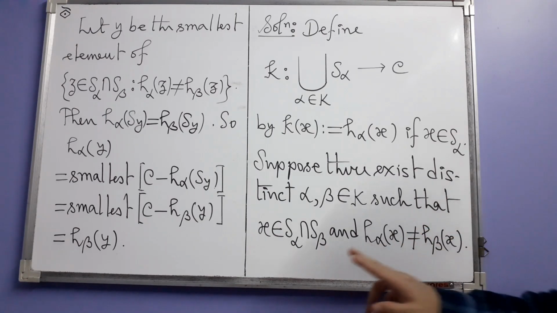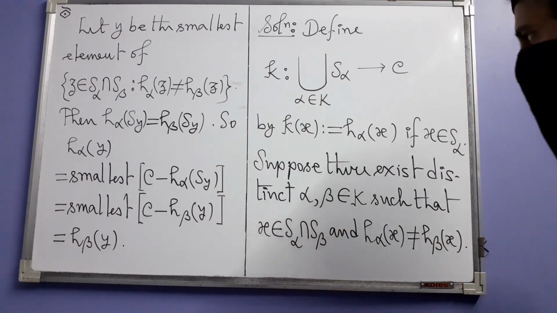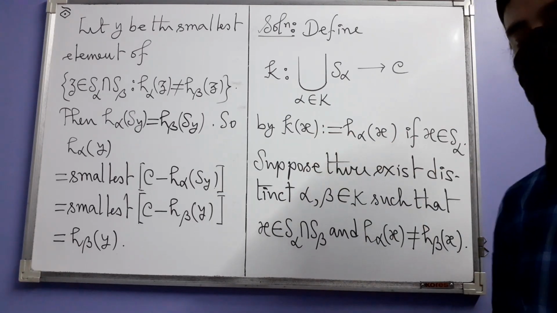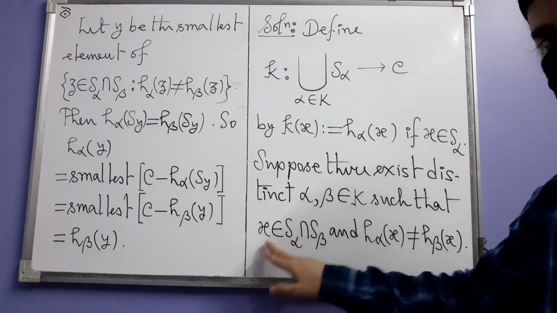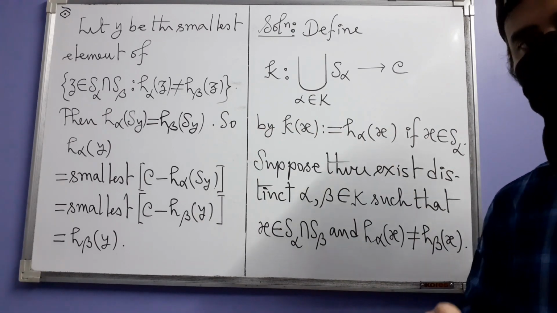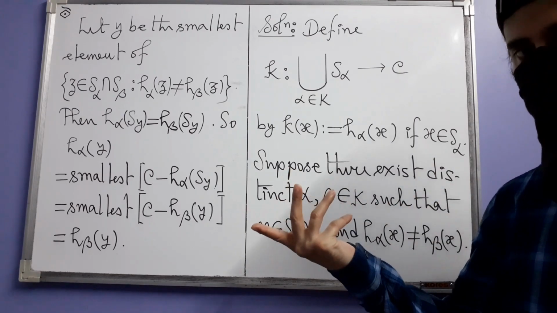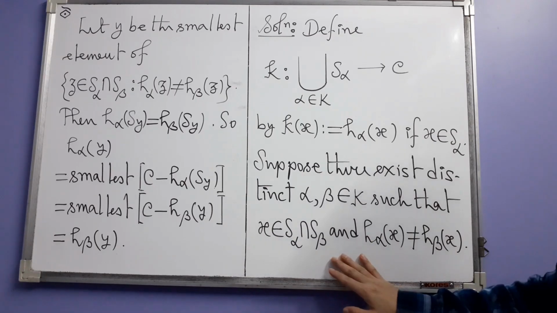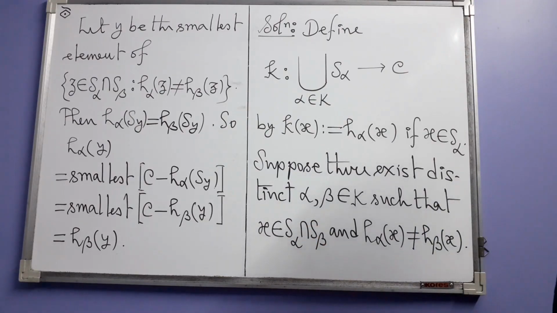So if someone sees that X belongs to S alpha and uses H alpha of X to calculate Kx, and someone else sees that X belongs to S beta and uses H beta of X to calculate Kx, then the two persons are getting two different values of Kx. So that's a problem. We should not have two outputs for a single input. Alright, now can we get a contradiction from this supposition?